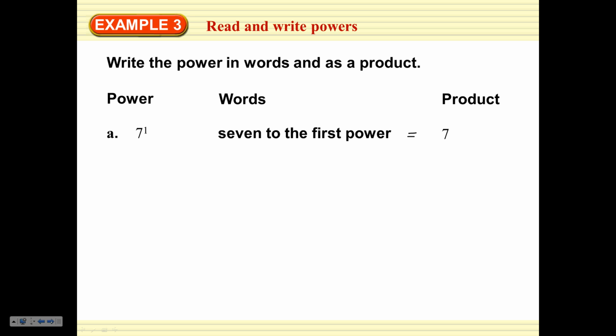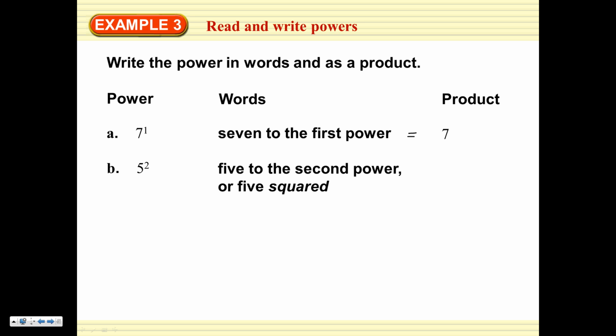Okay, this next one, example B. This is a base of 5 and an exponent of 2. So we would say 5 to the second power. Or you can say 5 squared. Like a square, you're finding the area, and all sides of your square are 5. The area of that square is 5 times 5, or 5 squared. That's why it's called 5 squared. So you can say 5 to the second power, or 5 squared, and 5 squared would be 5 times 5, so it would end up to be 25.